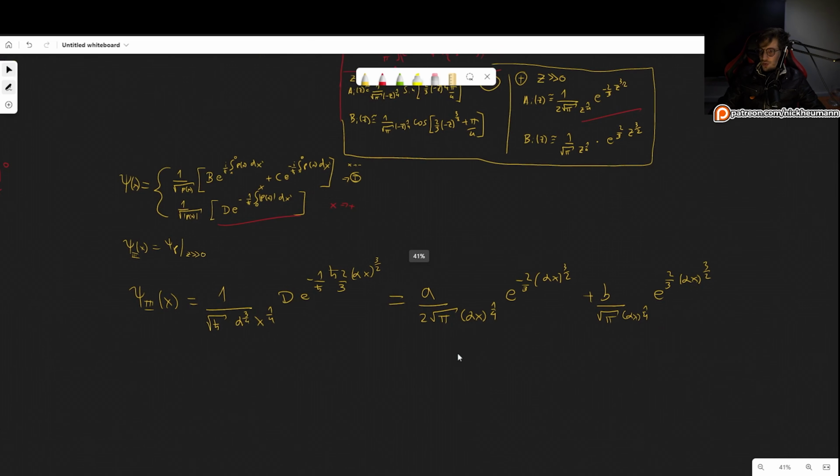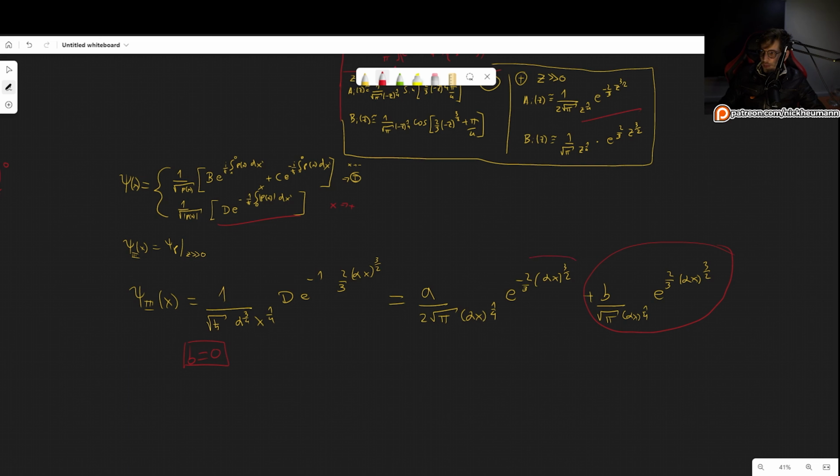Okay, so now, well, we can of course simplify the h bars here, and notice what we have. There is a positive exponent here, but there is none here. So b has to be equal to 0. It is the only way to match these two wave functions.